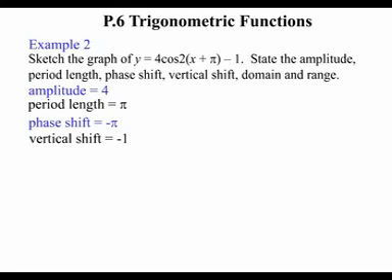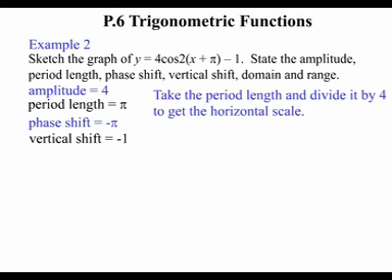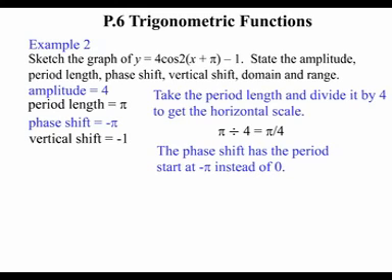All right, well, in order to graph a trig function, you need to know what your horizontal scale is. To determine your horizontal scale, you just take your period length and divide it by 4. In this case, our period length is pi. Pi divided by 4 will give you pi over 4. So every tick mark will be pi over 4 units away on the x-axis. Also, we know that our graph is going to start at negative pi instead of 0 because we have a phase shift of negative pi.